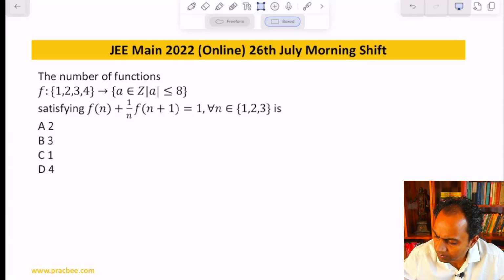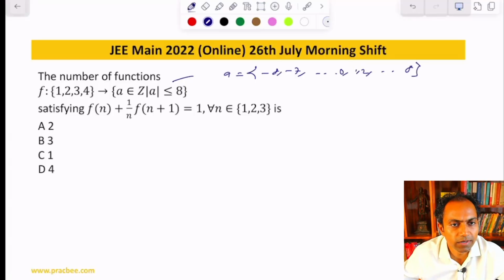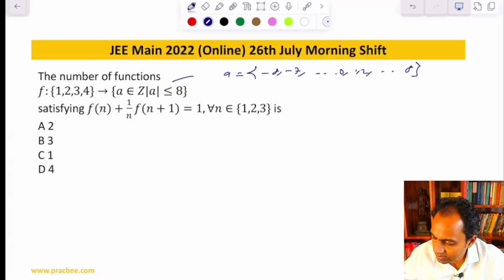Mod of A lies between 8. So what they are saying is the possible values of A here can be from -8, -7, 0, 1, 2, 3 till 8. This is what they're saying by writing this. Now what they're saying is f of n plus f of 1 by n plus 1 is equal to 1, n is equal to 1 to 3. How many functions are there that satisfy this idea?